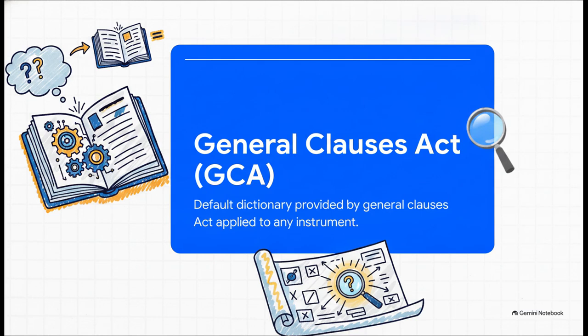Well, to stop that chaos, courts turn straight to the General Clauses Act, or the GCA. This acts as the default dictionary provided for central acts. Think of it as the underlying operating system of Indian statutory law. As confirmed in the MT Khan case of 2004, the GCA is an external statutory aid that applies universally to any other instrument. Yes, even the Constitution itself, just to prevent ambiguity.